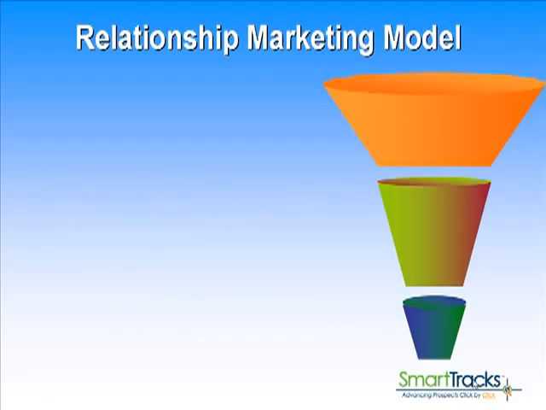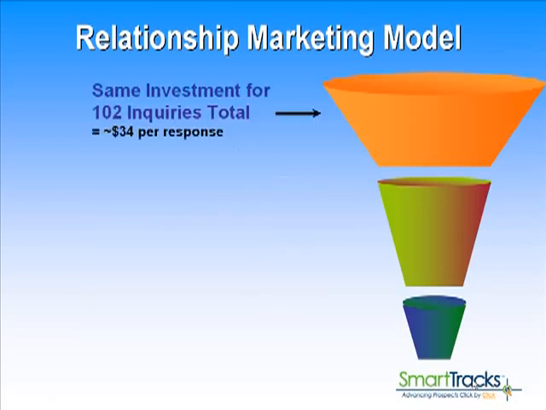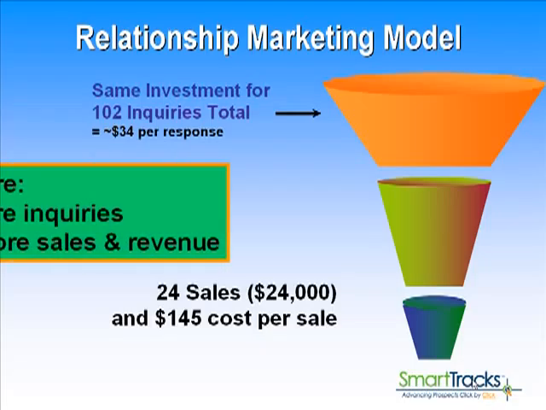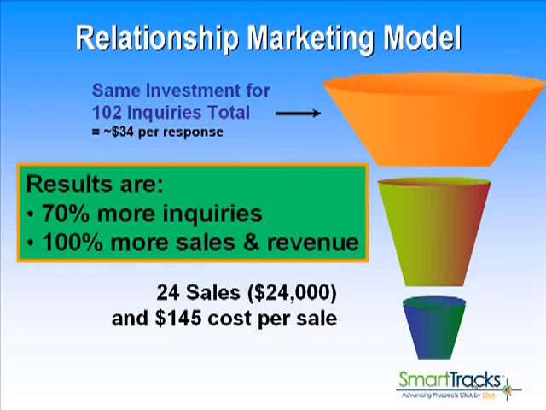So let's look at the overall results for this program. With the relationship marketing approach, for the same investment, we had 102 inquiries total. That's compared to 60 inquiries we had in the traditional marketing approach. And our cost per response was only $34. We doubled our revenue and our sales, so rather than 12 sales, we had 24 sales and $12,000 more in revenue. So as you can see, with relationship marketing, we were able to produce 70% more inquiries and 100% more sales and revenue.